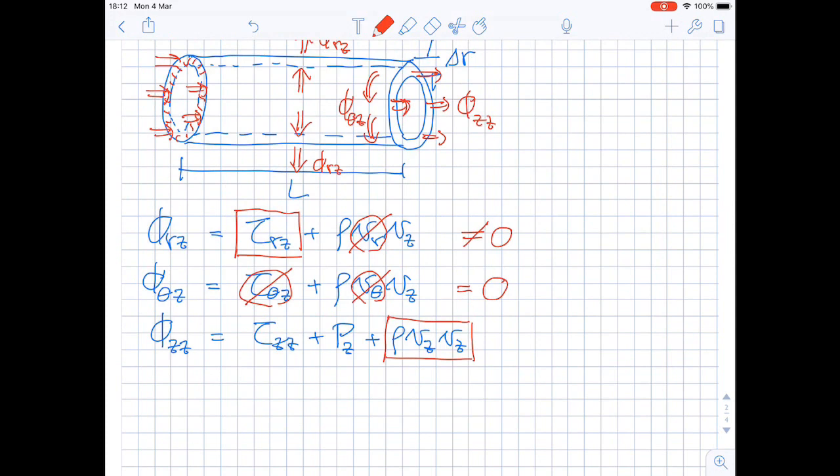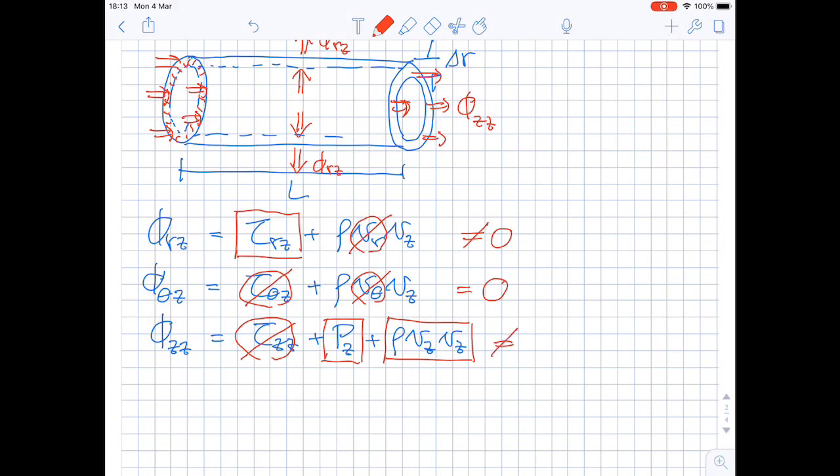So in our picture, we can just delete this part. And then tau zz, this term, is 0. So we only have two terms left, pressure and bulk transport. Phi zz is not 0.